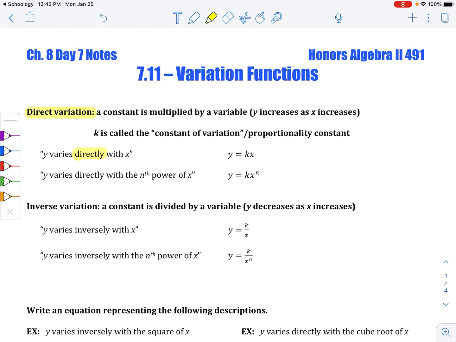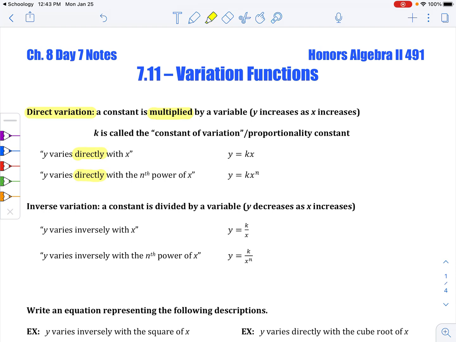You can also see that y varies directly with the nth power of x. Anytime you see directly, you're going to think of multiplied. So in this case, y equals k times x to the power of n, or the nth power of x. Again, anywhere you see direct, you should think multiplied.